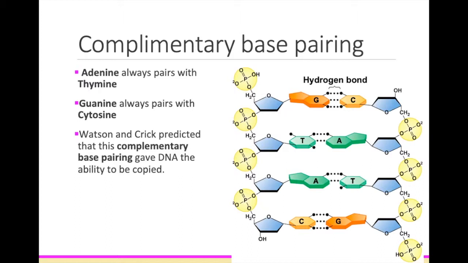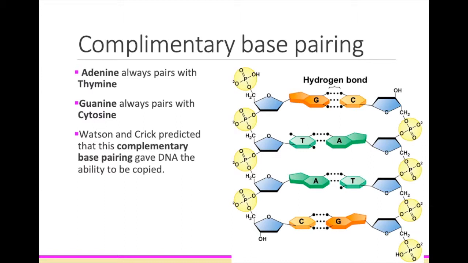So in order to understand DNA replication, you need to know complementary base pairing. This is the rule that adenine always pairs with thymine, and guanine always pairs with cytosine. This is the mechanism that our body uses to predict what nucleic acid it needs to put next in a DNA strand. So Watson and Crick actually predicted that this complementary base pairing would give the DNA a mechanism by which it could be replicated easily.